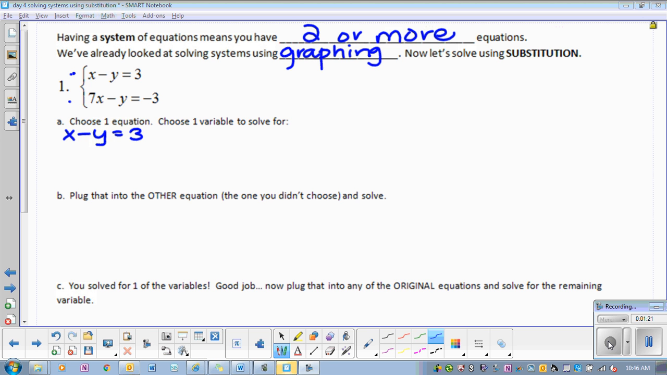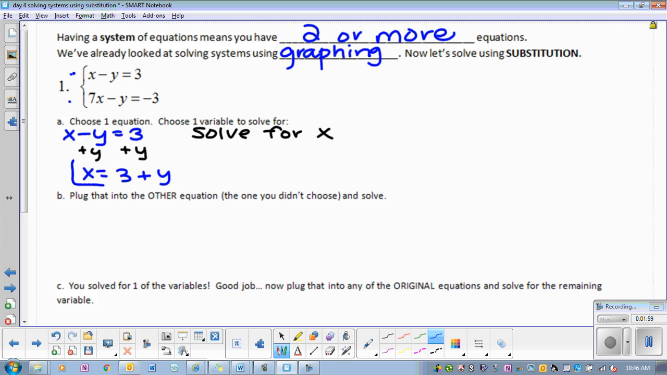Then it says choose one variable to solve for. I know you guys are partial to solving for y, but the y has a negative sign, so I'm going to solve for x. If I choose to get negative y, then I have to divide everything by negative, which is just an extra step. So if I solve this for x, I need to add the y, and then I have x equals 3 plus y.